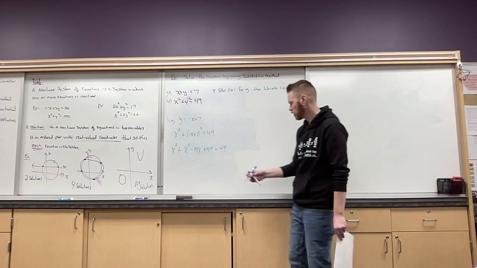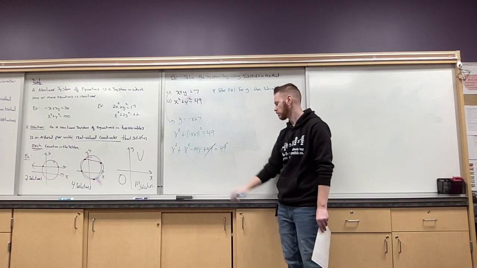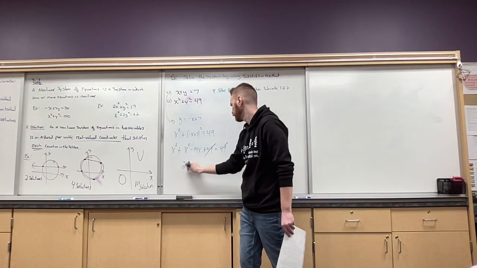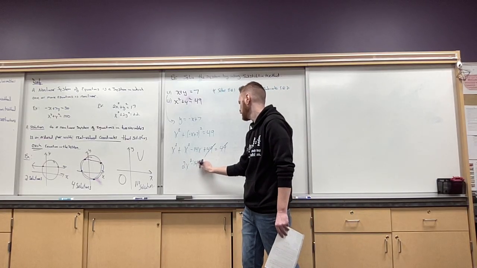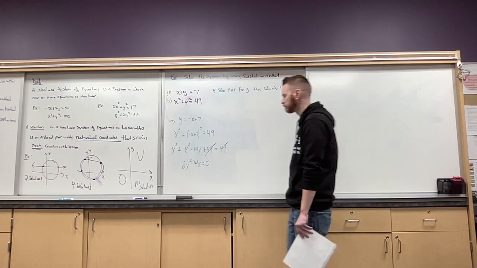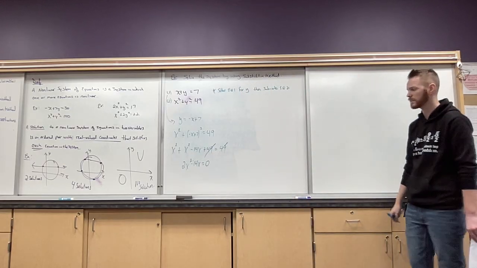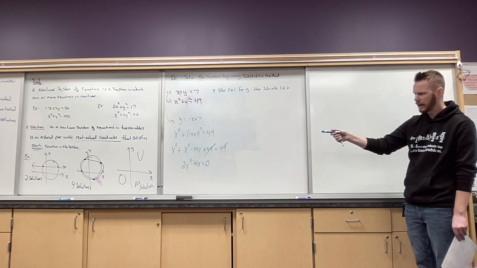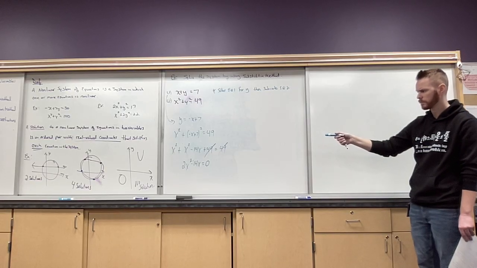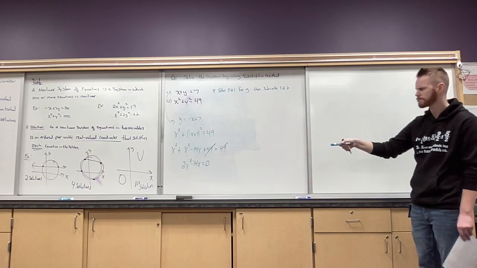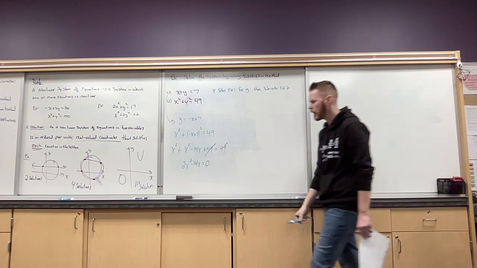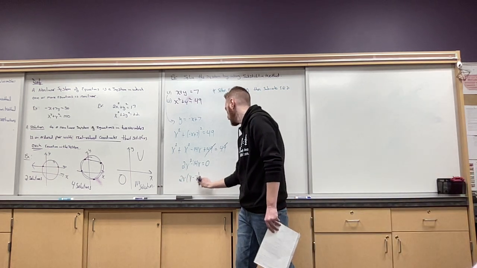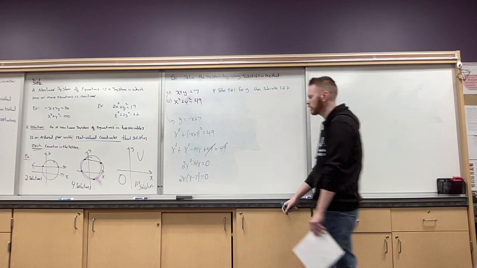Well, some good things are happening. 49s are going to cancel out, right? So I'm left with 2x squared minus 14x equals 0. Now that's a very simple quadratic to solve. I can factor a GCF out of those terms and then use the zero product property. So I can factor a 2 out and an x, and I get x minus 7, okay, equals 0.